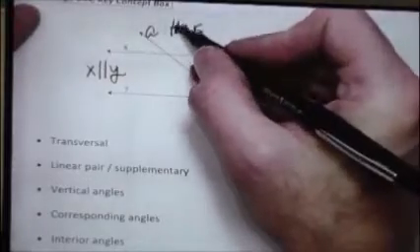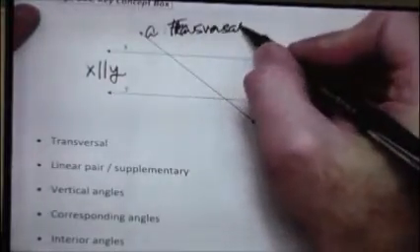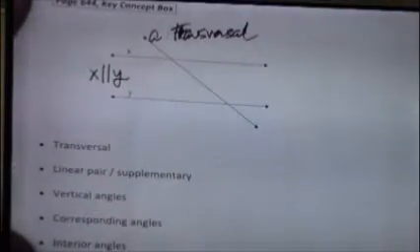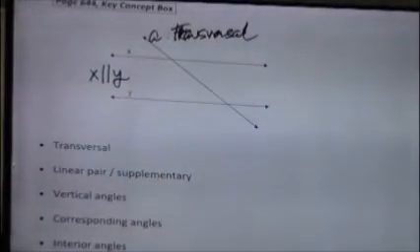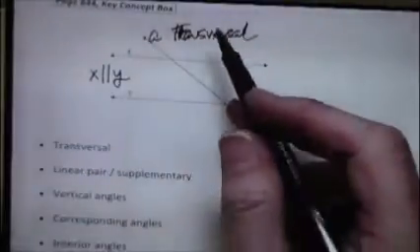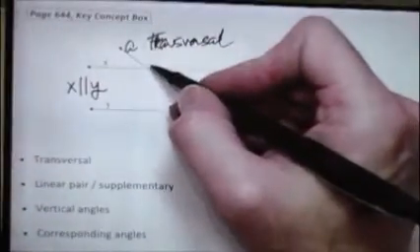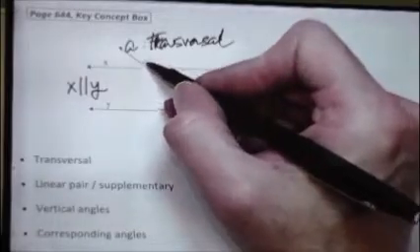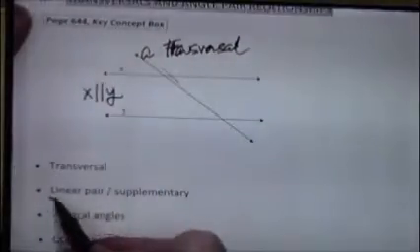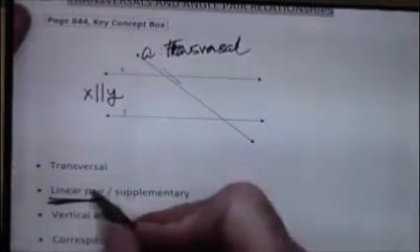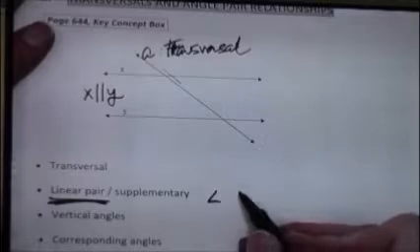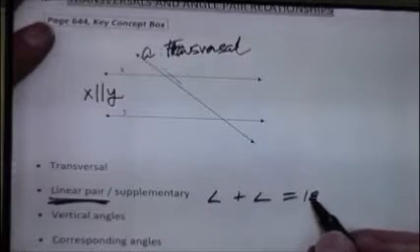Oops, I forgot the R. Transversal. A transversal cuts through two other lines. Okay? Not just one. If it was just one line that cut through it, it would just be two lines intersecting. But when it cuts through two lines, it's a transversal. Now, whenever you get that, that means automatically the two angles here are a linear pair. A linear pair, or supplemental, these essentially mean the same thing, means that whatever angle plus whatever angle automatically adds up to 180.